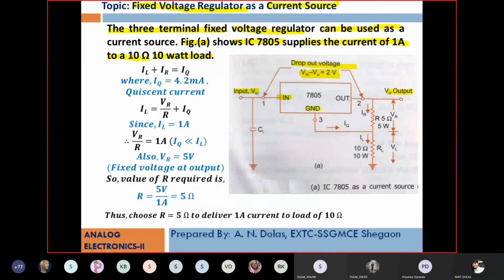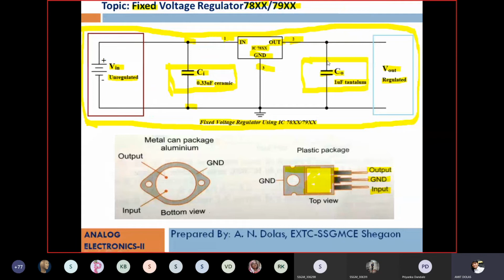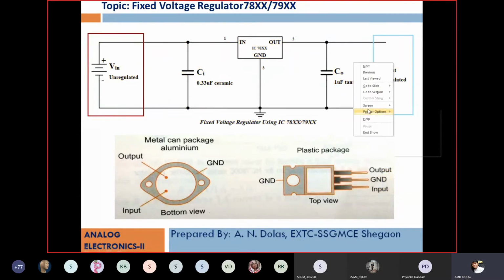Ground. Now to make it a current source, ground is not directly grounded. It is called floating ground. And where is the load connected? Here. I'll move back to the previous PPT. Here the load is connected between output and ground directly, you can see. I will highlight it. The load is connected between output and ground.